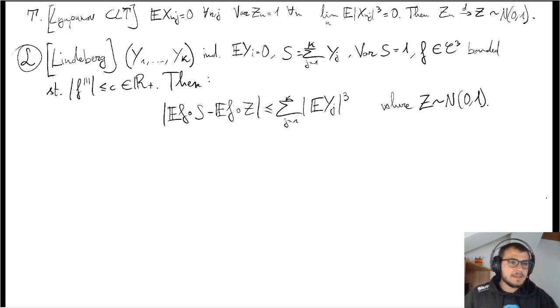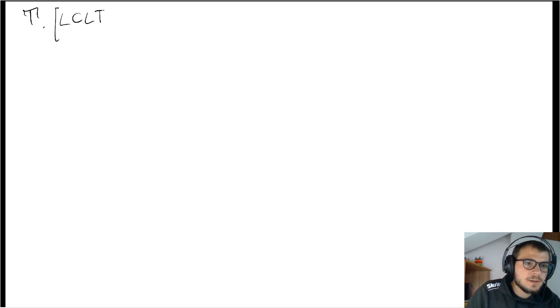Let's state again these two results, and let's prove Lindeberg's lemma and Lyapunov's central limit theorem. What did he say? I don't remember it.